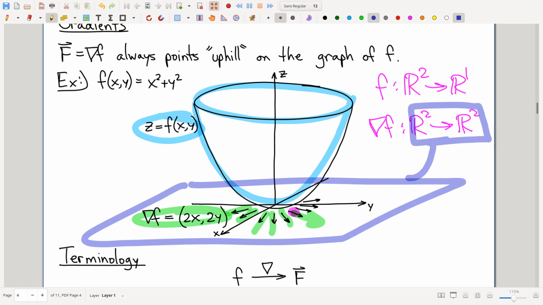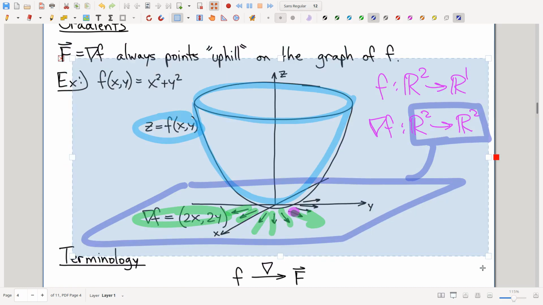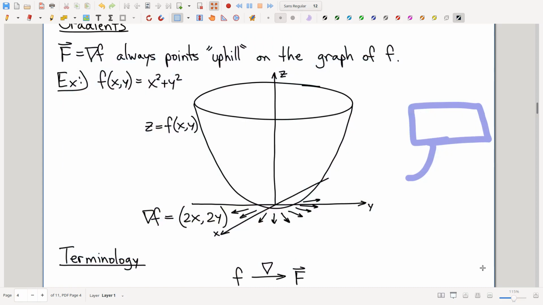All right. Okay. Now let's talk terminology a little bit. It's got to be done.